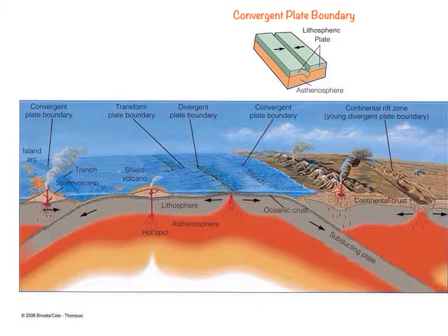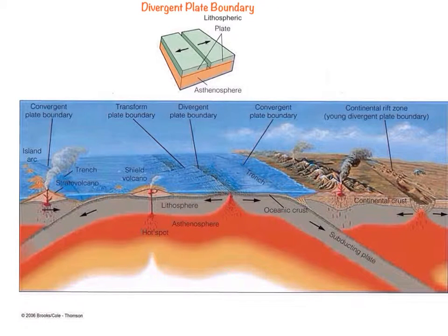Convergent plate boundaries are where two lithospheric plates move toward each other or collide. And it's all because the asthenosphere, remember, is moving in that circular motion, forcing those rocky plates that are floating on top to hit each other. And because of that, certain geological features and events are created.